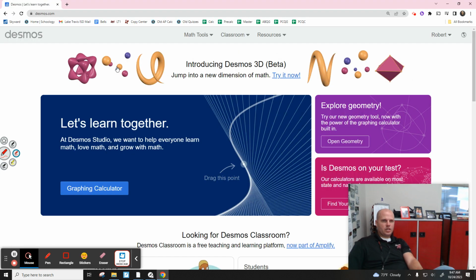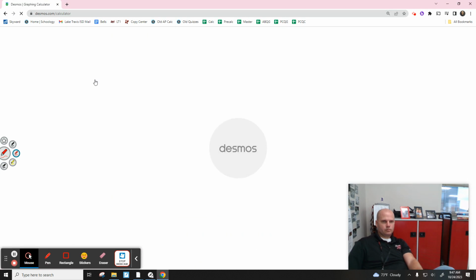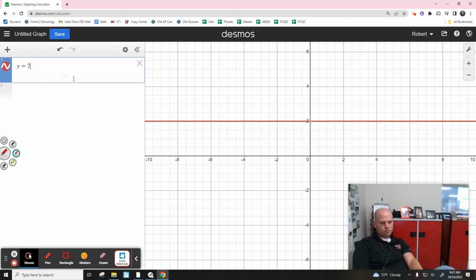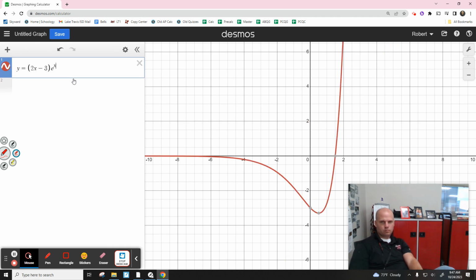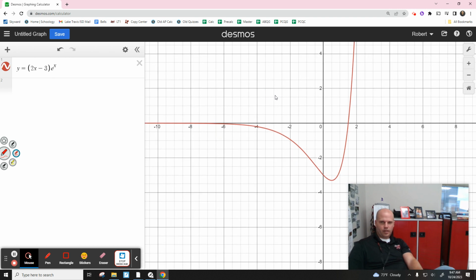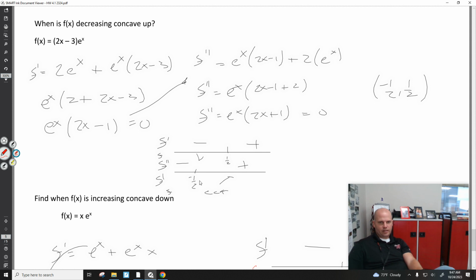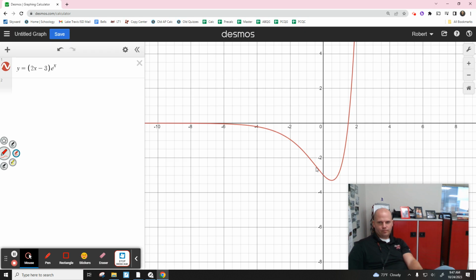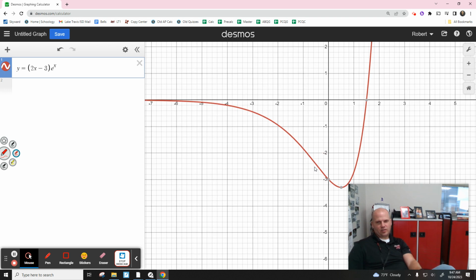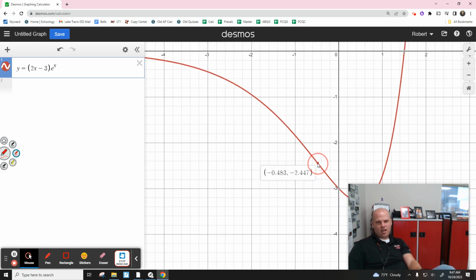2x minus 3 e to the x. Oh, sick. Decreasing concave down until -1/2. Boom. There's my point of inflection. If you zoomed in, you can kind of see it right there. We change our curvature from concave down to concave up.